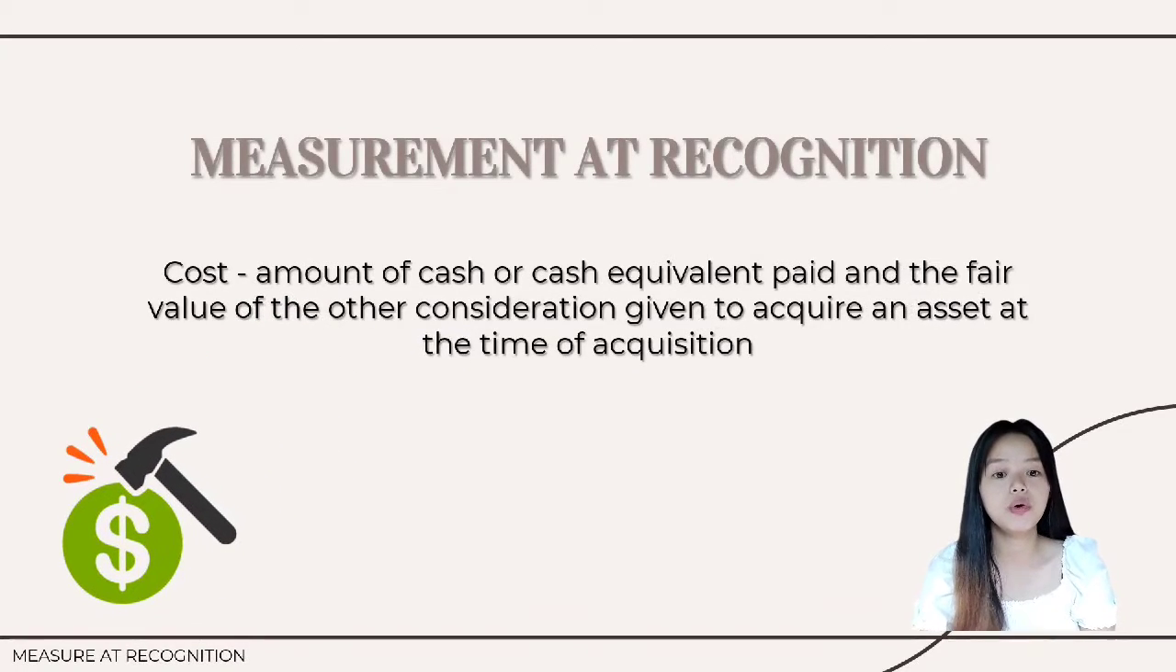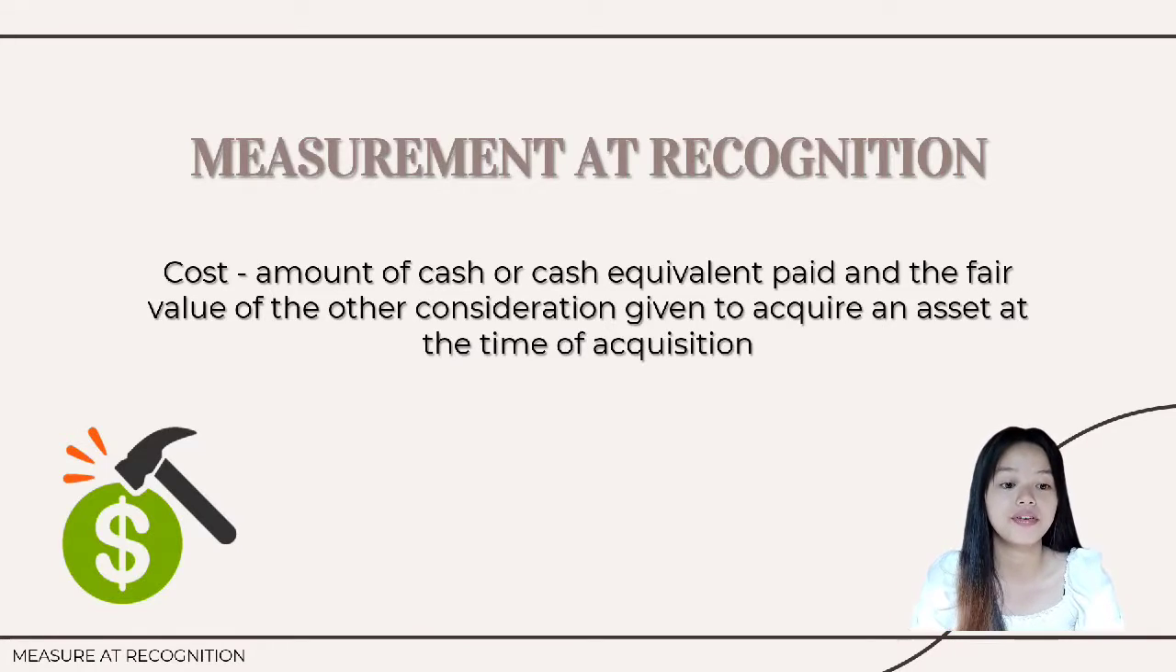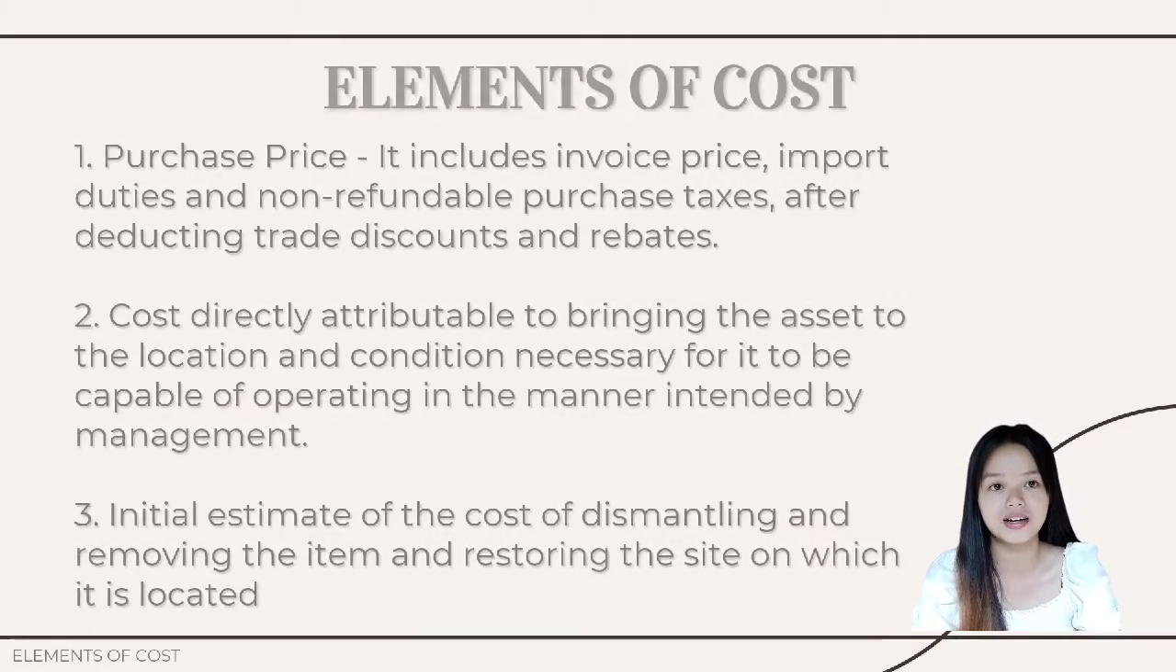So in this slide, we will be focusing on the measurement of the property, plant, and equipment. When we talk about measurement, you need to remember two things. First is the initial measurement. Second is the subsequent measurement. So how do we measure property, plant, and equipment? Initially, PPE should be measured at cost. Cost is the amount of cash or cash equivalent paid and the fair value of the other consideration given to acquire an asset at the time of acquisition or construction.